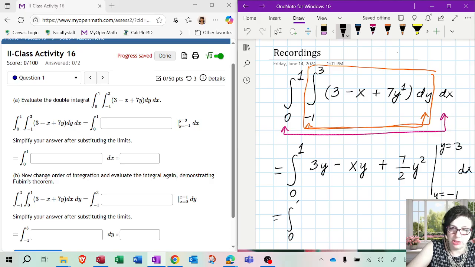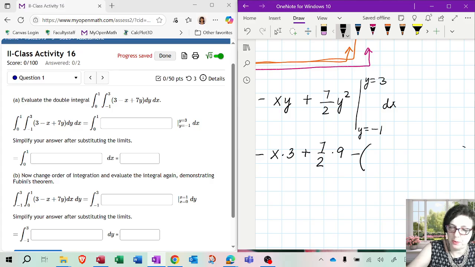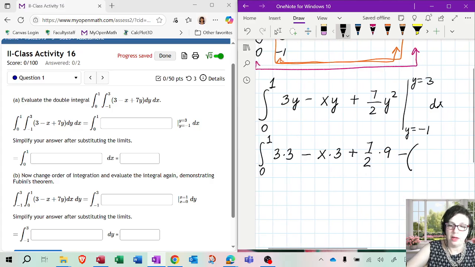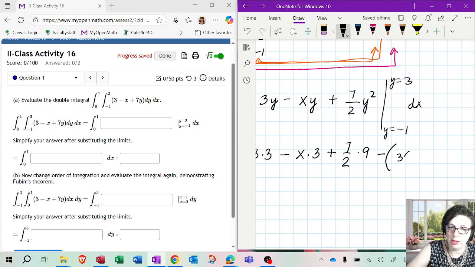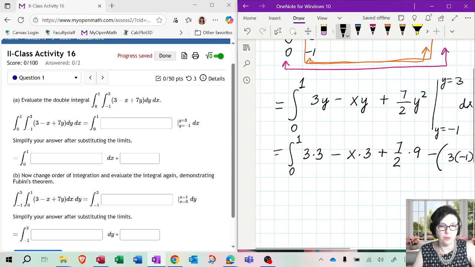Okay, so now let's start substituting. For y, we substitute 3 first. So that's going to be 3 times 3 minus, again, x we leave, and then substitute 3 for y, plus 7/2. Now y is going to be 3. 3 squared is 9. Okay, then minus. It's very important to remember that when you're subtracting, you have to put parentheses. So here we got 3 times negative 1 minus x times negative 1, and then plus 7/2 times negative 1 squared.